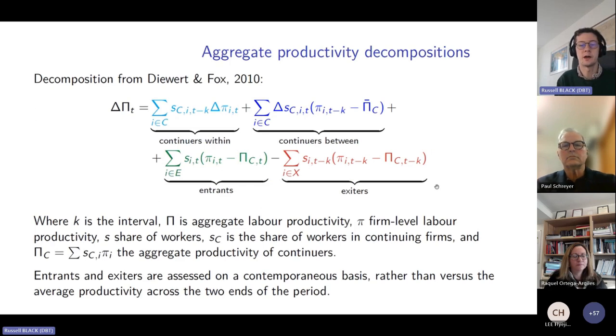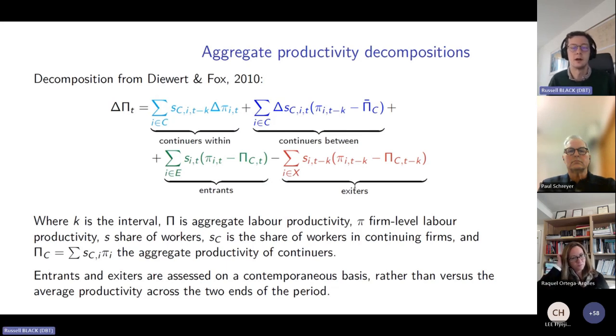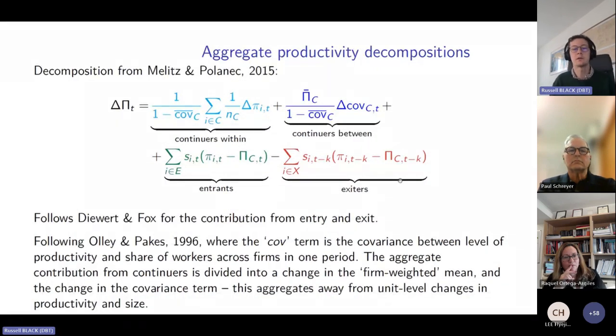Decomposition from Baily, Hulten and Campbell rearranges the terms. The algebra still works here, but it assesses how much the entrants are contributing and how much the exits are contributing relative to a contemporaneous benchmark rather than the benchmark from the Griliches and Regev formula. Another formula that's used in this area quite widely, Melitz and Polanec, which is following on from Baily et al., as well as Olley and Pakes, which is one of the most cited papers in economics.